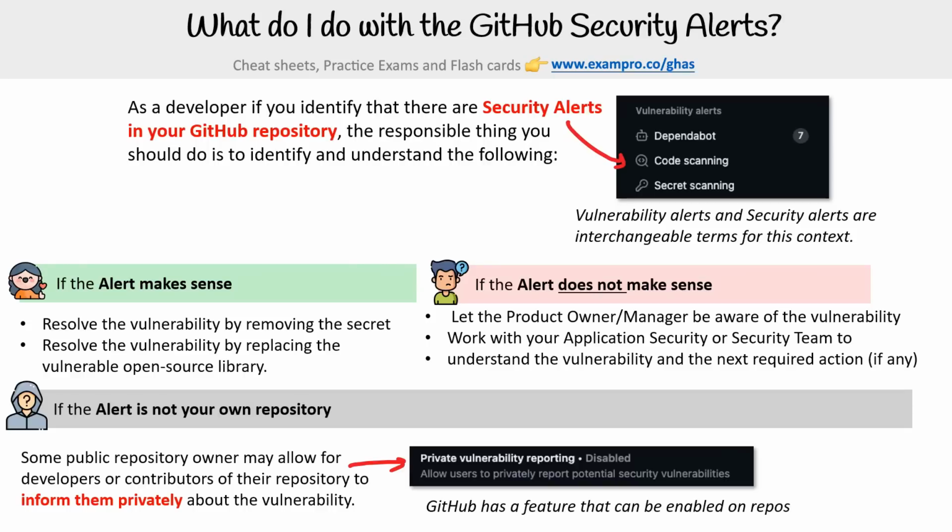Now, if the alert is not on your own repository, there are processes in most organizations for you to raise alerts for any vulnerability you find in a repository that you don't normally own. So you should be able to inform them privately. There is a private vulnerability reporting feature available in GitHub, but if you have any internal processes that are used perhaps to inform this, you can use that as well.